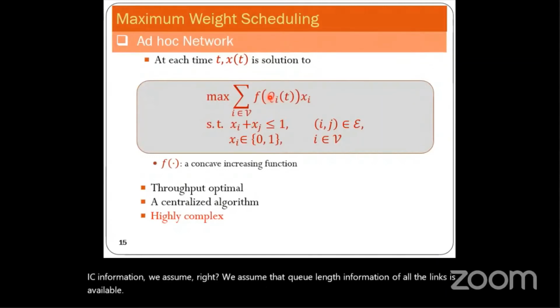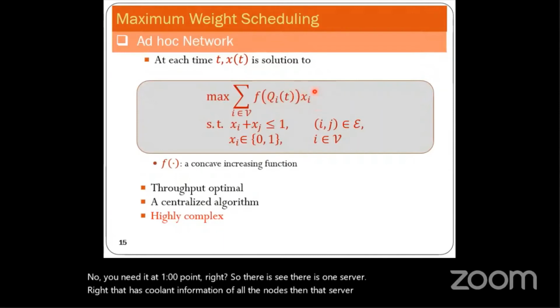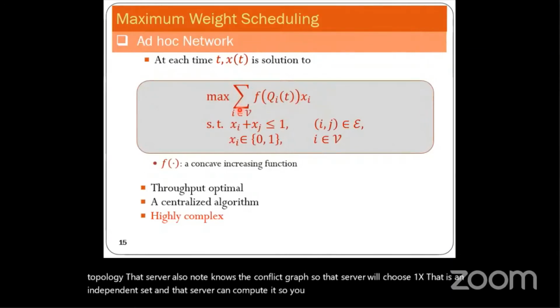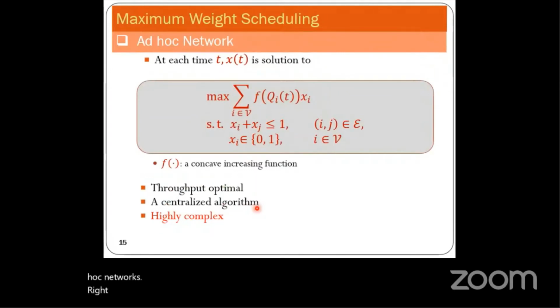No, you need it at one point, right? So there is one server that has Q length information of all the nodes. Then that server also knows the network topology. That server also knows the conflict graph. So that server will choose an X, that is an independent set, and that server can compute it. So you need a separate server to do this computation. That is why I said that it's a centralized algorithm and it's not suitable for ad hoc networks, right? Because in ad hoc network, there is no such server.